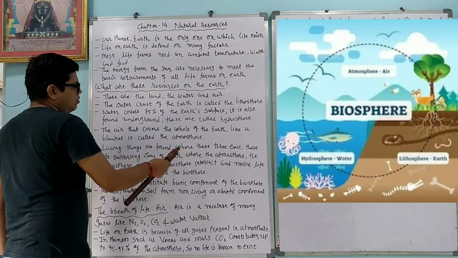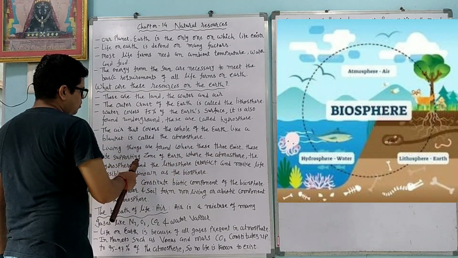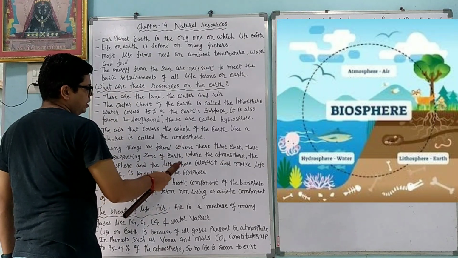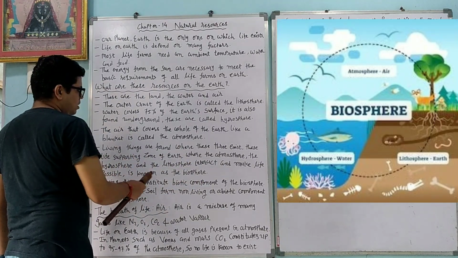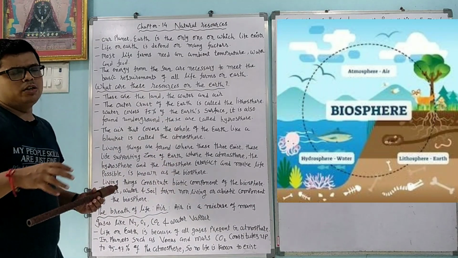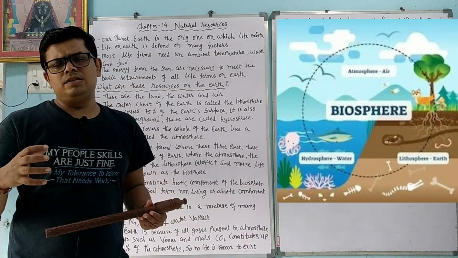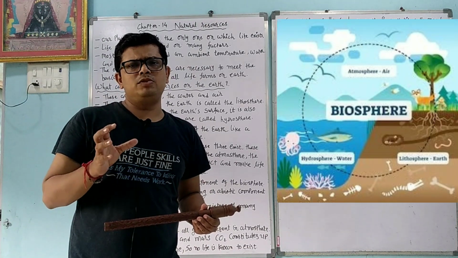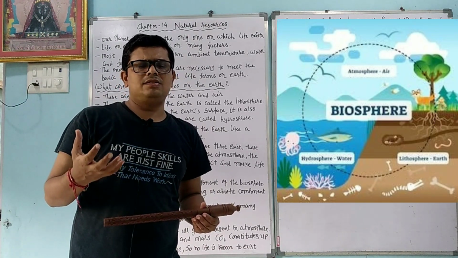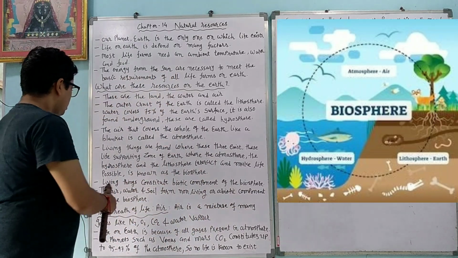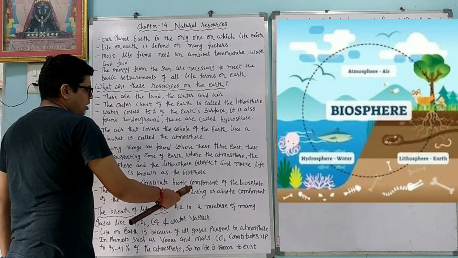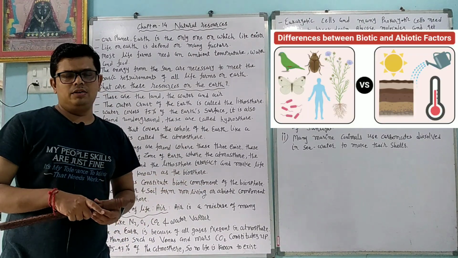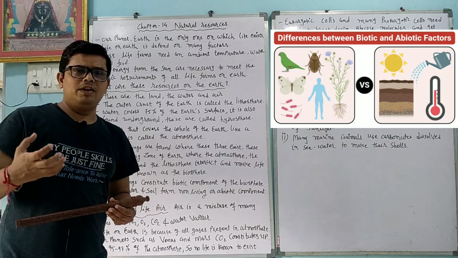Living things are found where these three exist. This life supporting zone of the earth, where the atmosphere, the hydrosphere, and the lithosphere interact and make life possible, is known as the biosphere. Biosphere means that because of the interaction of the hydrosphere, lithosphere, and atmosphere, life comes into existence. Living things constitute the biotic components of the biosphere. Biotic component means the living component.